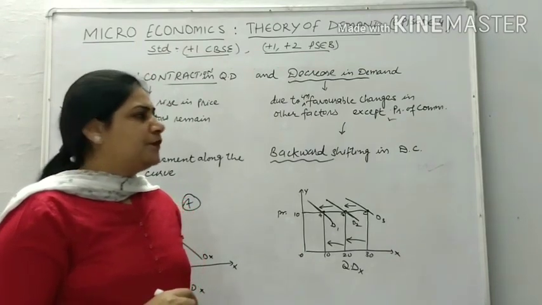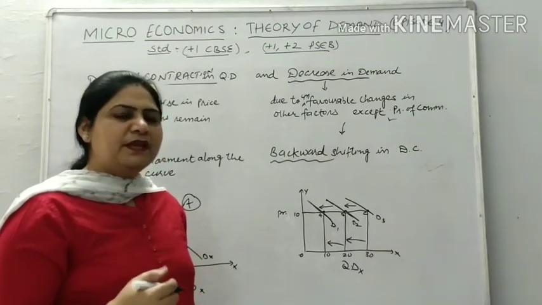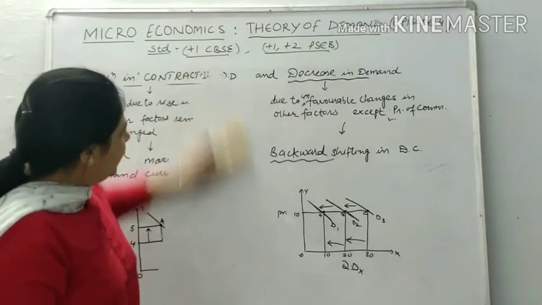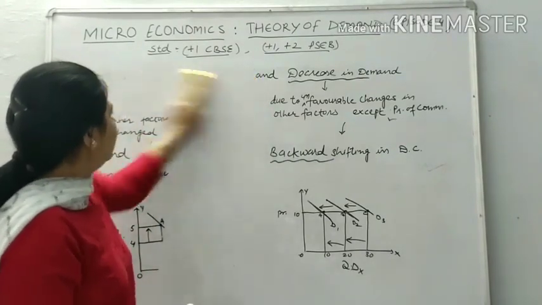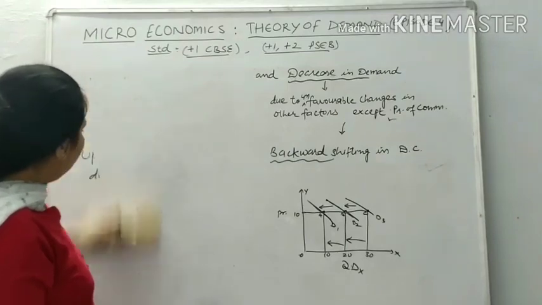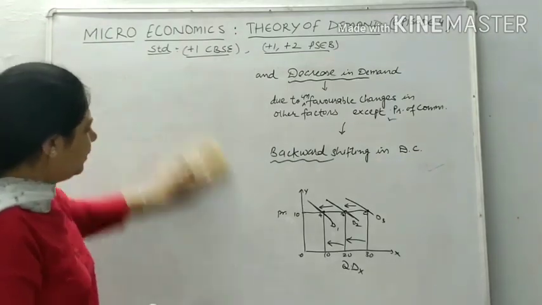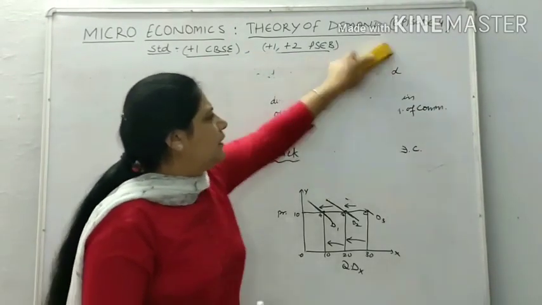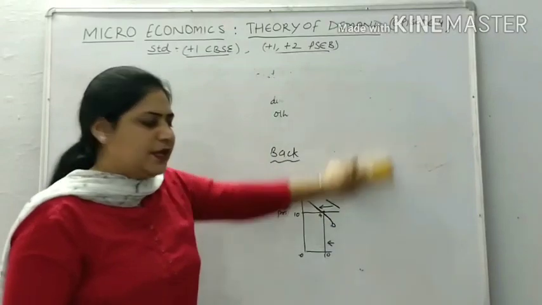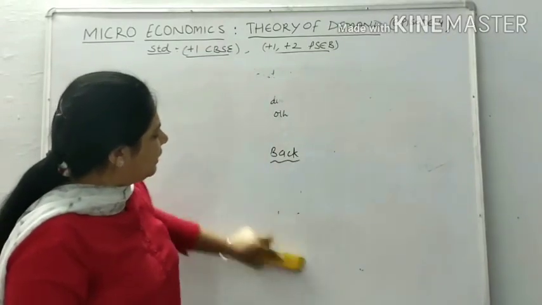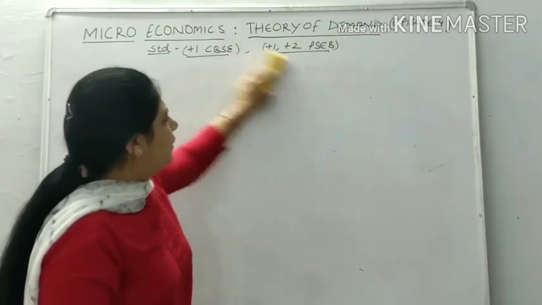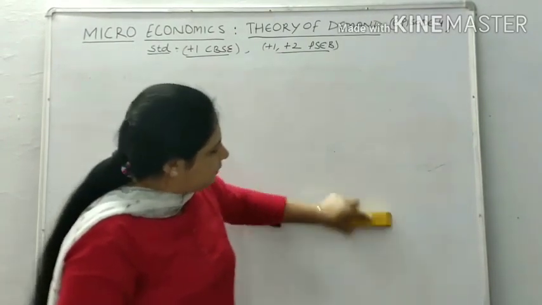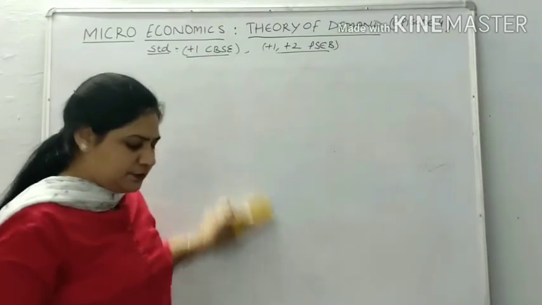Students, now I am going to take some examples of shifting in demand. There are so many changes in demand, in contraction or extension in quantity demanded. You will not be asked any other thing, but there are lots of conditions that you have to prove in shifting forward or shifting backward. I am taking one or two of the examples.